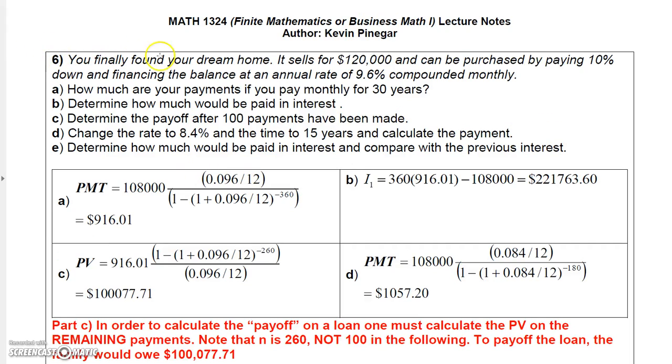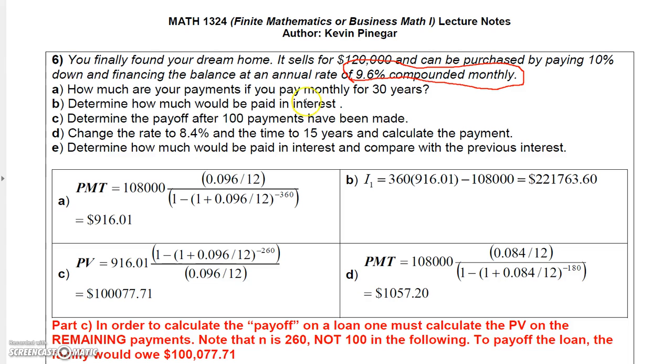Let's say you found your dream home. It sells for $120,000, and you can pay 10% down and finance the balance at 9.6% compounded monthly. This rate's actually high for today's market, but 2016 is the date in case you're watching this in future years. But it says, how much are your payments if you pay for 30 years?